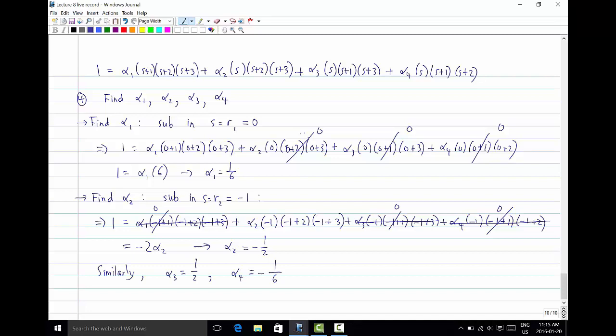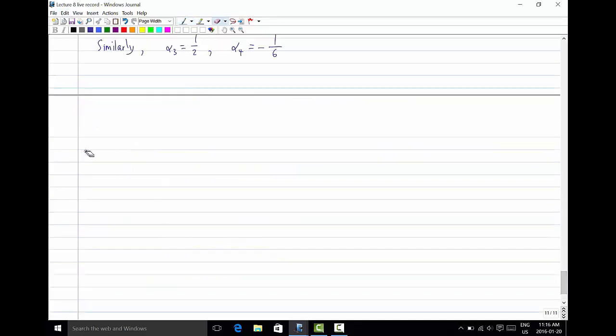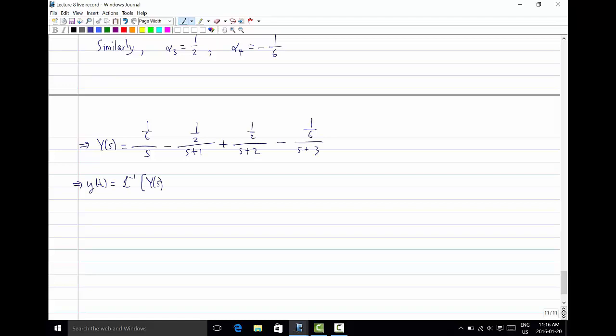After we arrive at the solutions of the constants alpha 1 through alpha 4, we can rewrite y of s using the solutions that we just arrived at. And this is easily invertible for the reason mentioned previously, where the Laplace transform and the inverse Laplace transform of a step and exponential are easily converted to one another.